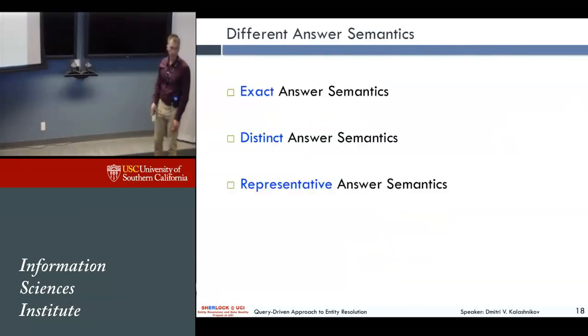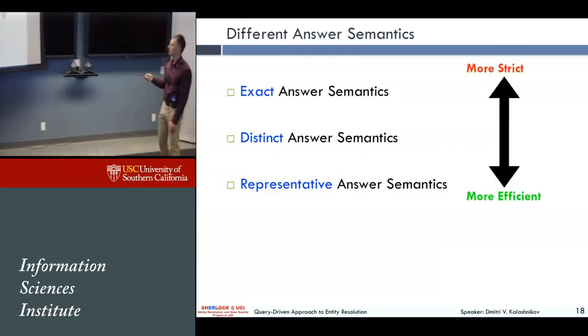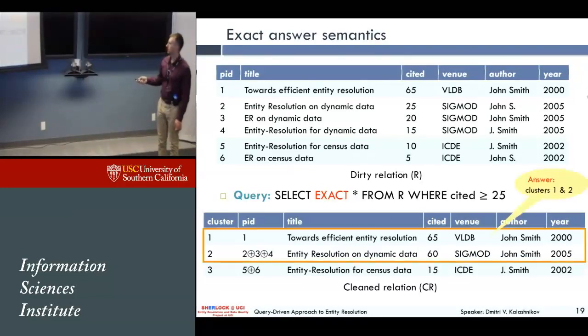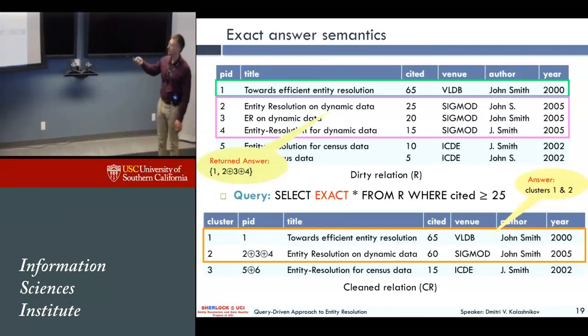Okay, so there could be different answer semantics. There can be exact answer semantics, distinct answer semantics, and representative answer semantics. The top ones are more strict, but the bottom ones are more efficient. So what is the exact answer semantics? The exact answer semantics is that you are saying, I want the answer as if I applied the cleaning techniques first, and then I ran the query. I want exactly the same answer. So that's the exact semantics. Yes, so you need to merge 2, 3, 4 and represent this in the answer.